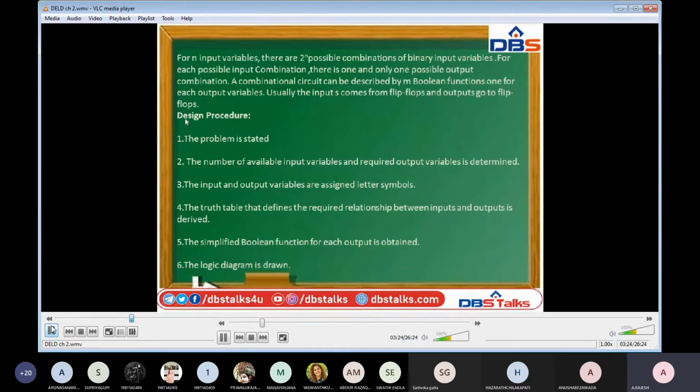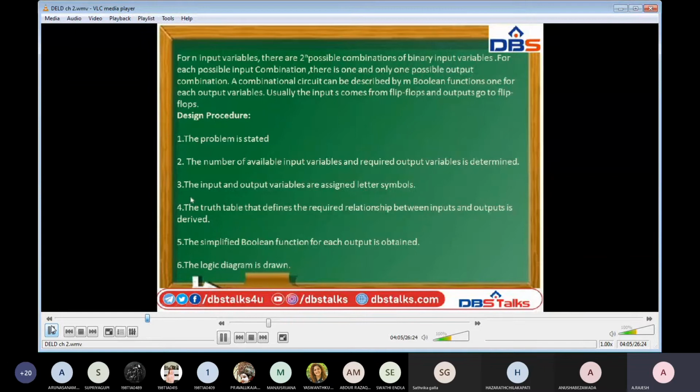See here, design procedures. The problem is to be stated first. For example, if you want to design a new mobile phone, what should it be, what features you have to include, it has to be stated. Coming to the next one, the number of available input variables and required output variables is to be determined. What components are required for assembling a mobile phone, how is it going to work, what are the output ways, and in how many ways can this mobile be used, has to be determined first.